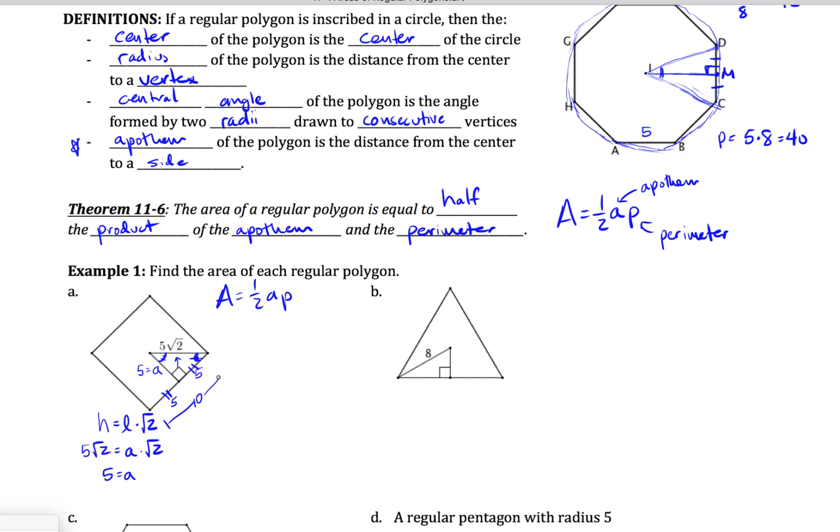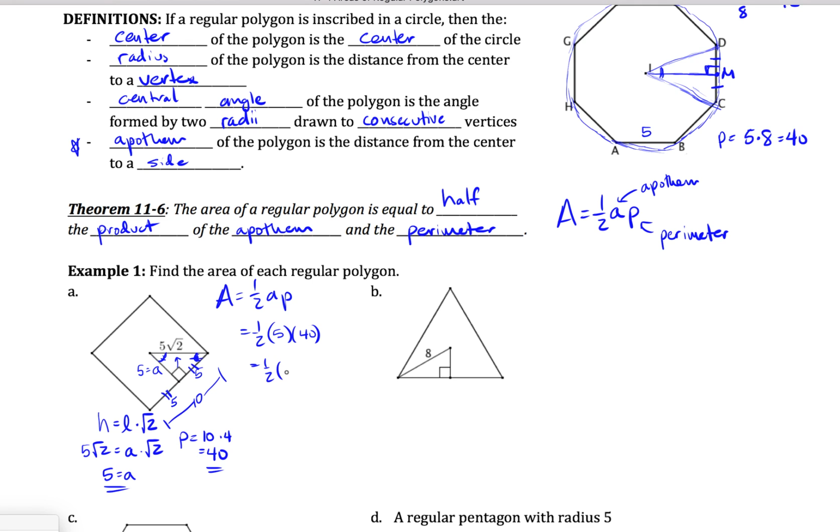So one side of that square would have a length of 10, meaning that the perimeter of the square would be 10 times 4, or 40. So now we have our two values that we're going to use in our formula right here. We're going to take half of 5 times 40.